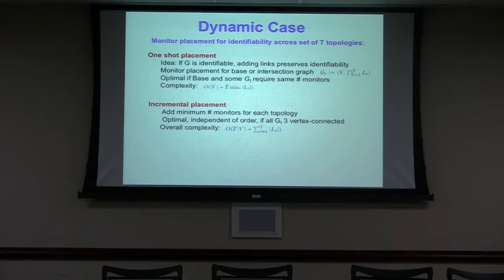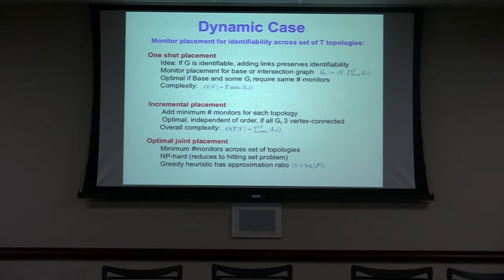The other one is to do incremental placement. So I start, let's say, with topology T1, and I find the minimum placement for that. Then I get topology T2, and the question I ask is, how many more new monitors do you need? I keep what I had at the beginning and keep adding monitors. And so I get T1, T2, and then I get T3, and I do the same thing. So at every step, I get a new topology, I keep all the old monitors, and I try to add the minimal number of monitors.